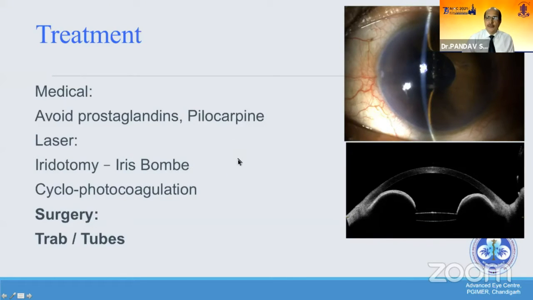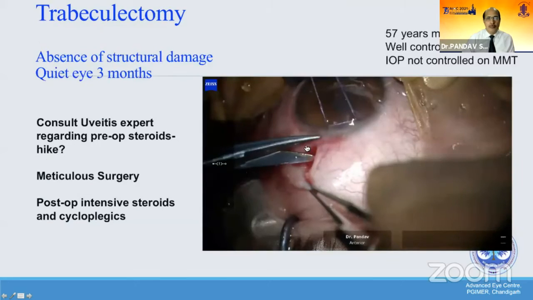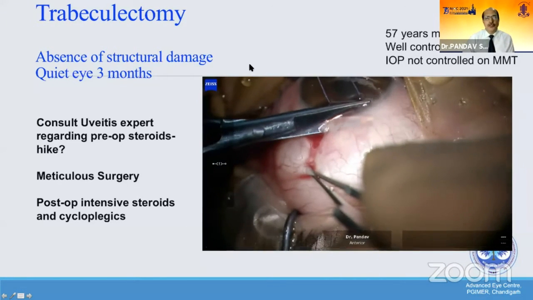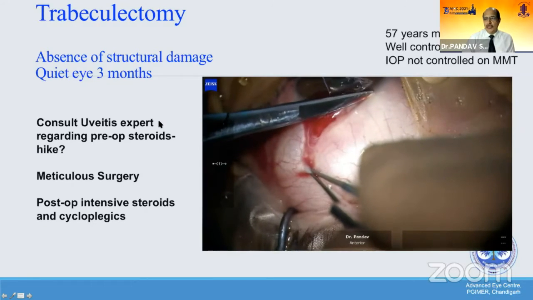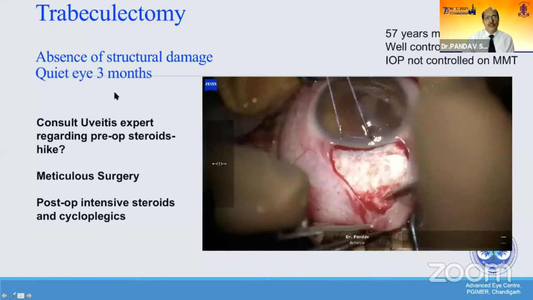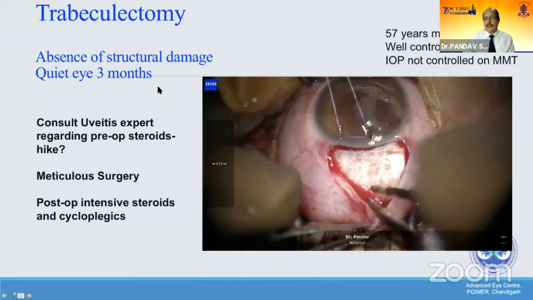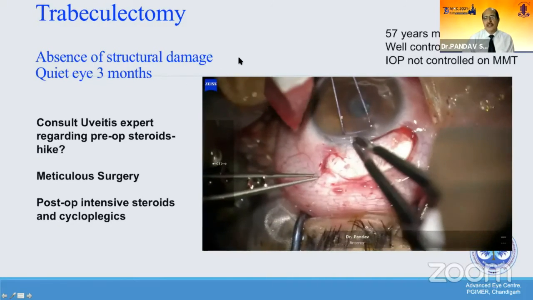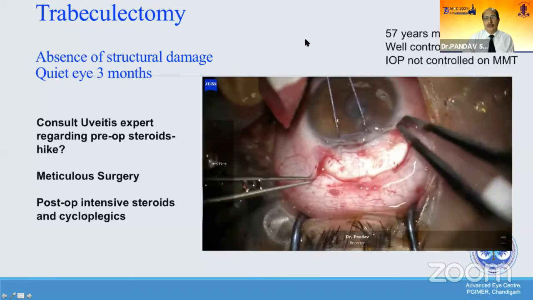But these patients may need repeated iridotomies, because with the continued inflammation, the iridotomy tends to block. But in a situation where the medical treatment has failed or is not working, then we need to do glaucoma surgery in these patients. The important thing is that the eye should be quiet for 3 months before you do surgery, and there should not be any structural damage. If there's extensive structural damage, then the trabeculectomy may not be worthwhile.